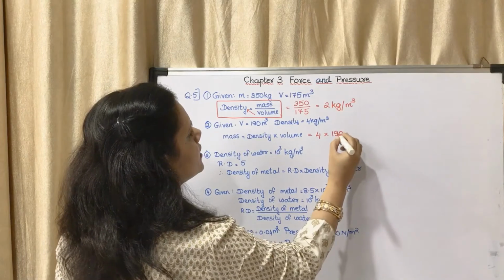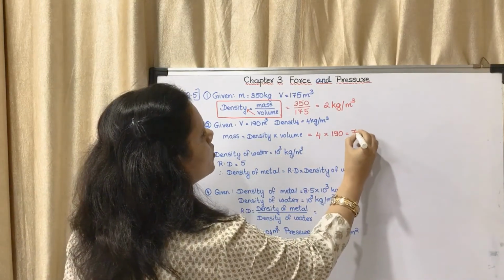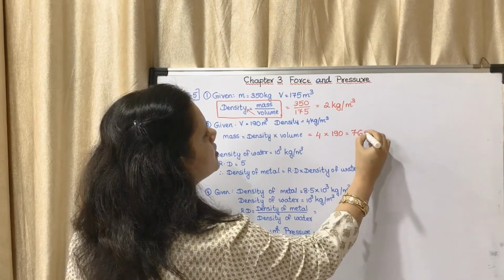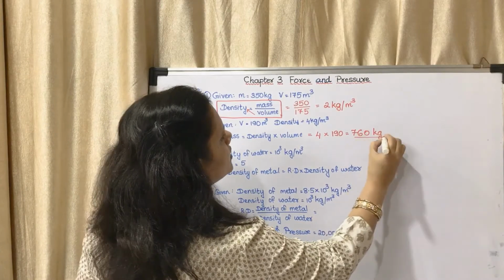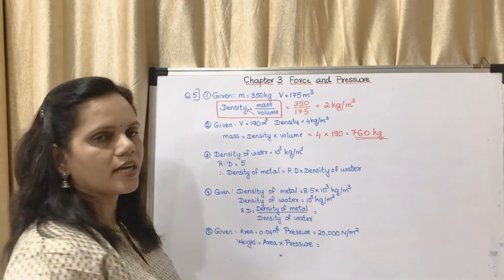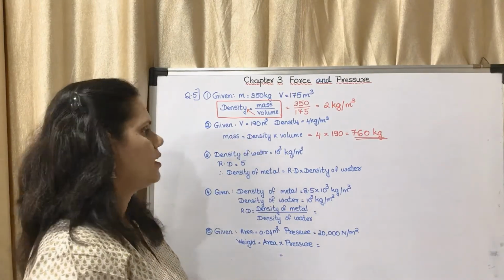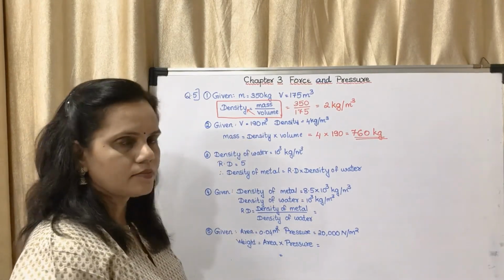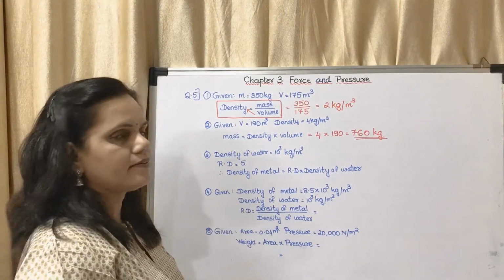So 19 4s are 76. It will be 760 kg. Okay, this will be the answer. That will be the mass. So you have to know this equation for that. Next, they have given density of water and relative density.